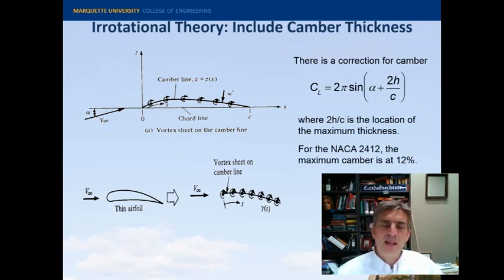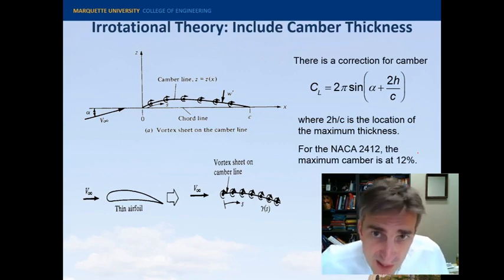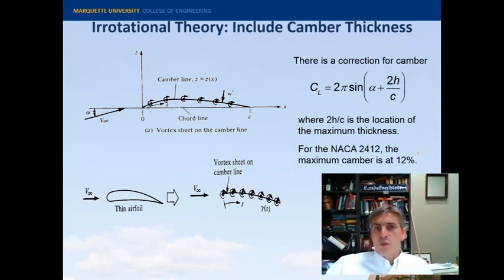So you can do all of that, and it's done out for you in this Frank White book that I pointed you to. And essentially you get 2 pi times sine alpha, that's what we got before, plus some shift, right? So you're shifting the angle of attack, basically, by this 2hc. Now, it's a bit confusing, right, when you talk about cambered airfoils. This 2hc is the location of the maximum thickness, which is equal to 12% for the NACA 2412, right? 24 divided by 12, basically.